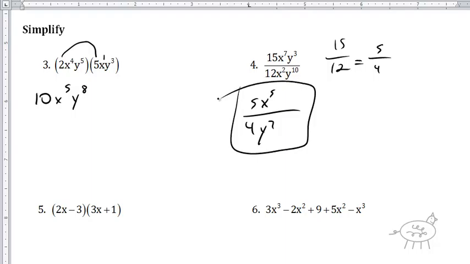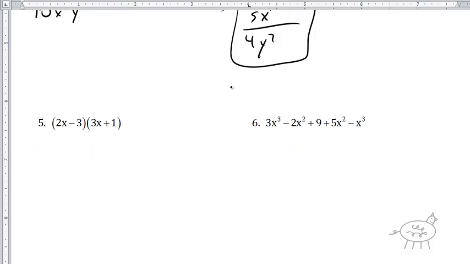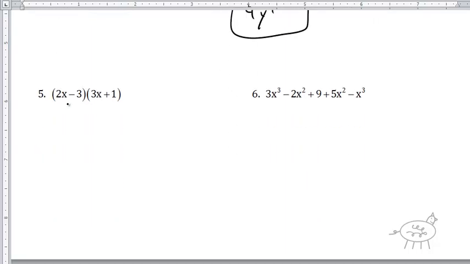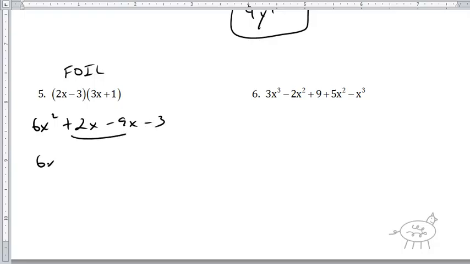Okay, number 5, it's just FOIL. That's all it is. So it's 2x times 3x is 6x squared. So I'll write this out, FOIL. First, outer, inner, last, right? So 6x squared plus 2x minus 9x minus 3. Combine like terms, so 6x squared, 2x minus 9x is negative 7x, and then minus 3. That's your answer. Okay, it's not too bad.